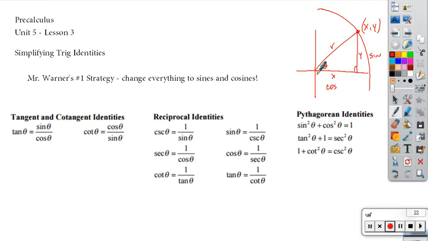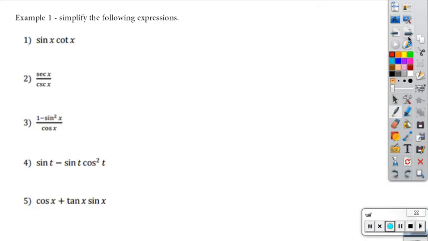Because this is a right triangle, the Pythagorean theorem applies. x squared plus y squared equals r squared. That was also the equation of your circles from Algebra 2. Well, if we know x is cosine and we know y is sine, that would tell us that cosine squared plus sine squared equals r squared, or in this case 1, because we're talking about the unit circle. Now these are just variations of that, but that's the skinny behind the Pythagorean identity. Let's take a look at a couple of these.